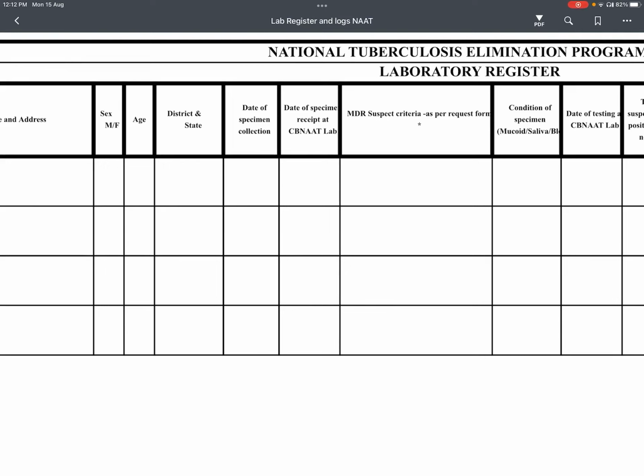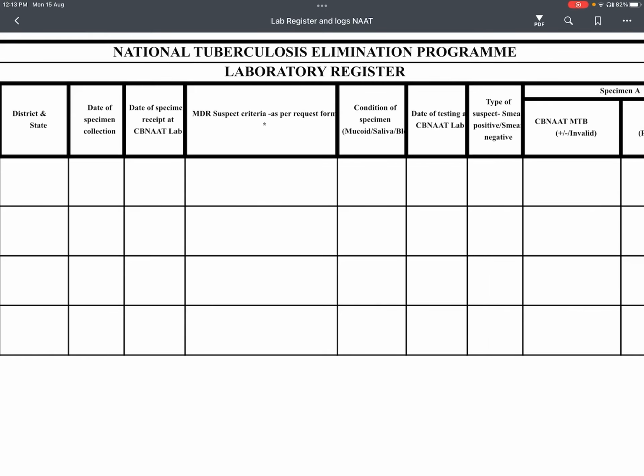Condition of the specimen: here it is written mucoid, saliva or blood. Basically they are talking about our sputum sample. For sputum, you can write the visual appearance: mucoid, saliva, or bloody. Or if it is extrapulmonary, write extrapulmonary and the type of sample which you have received. Now the date of testing, then the type of suspect, here smear positive or smear negative.